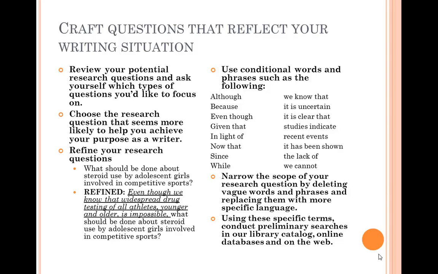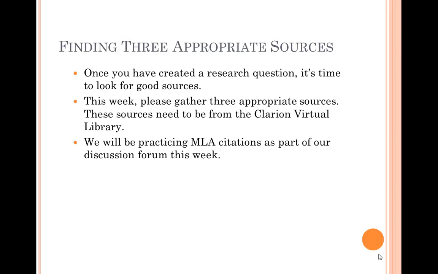You know the scope of what you're doing, and it sets it up for how you're going to conduct your research. You want to use conditional words and phrases when you create your research questions, such as although, because, even though, given that, in light of, now that, since, while. Use these words to begin your research question. Then narrow the scope of your research question by deleting vague words and phrases and replacing them with more specific language. Using these specific terms, conduct preliminary searches in our library catalog, online databases, and on the web.